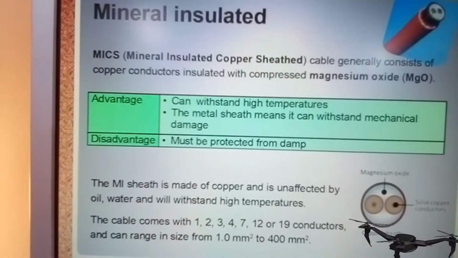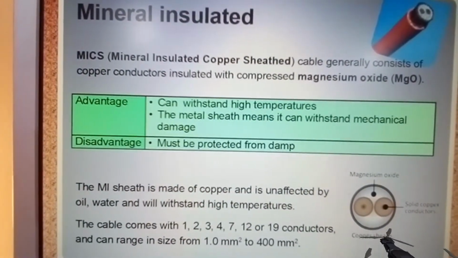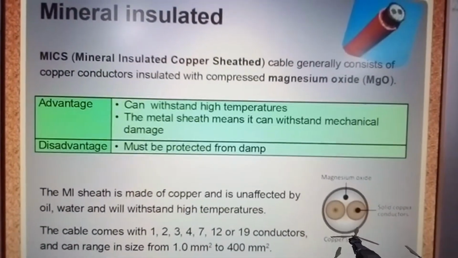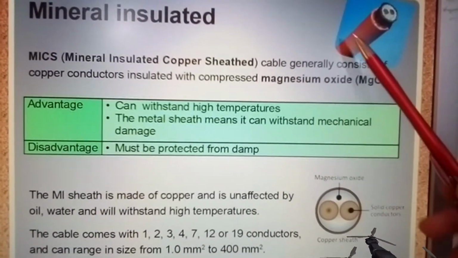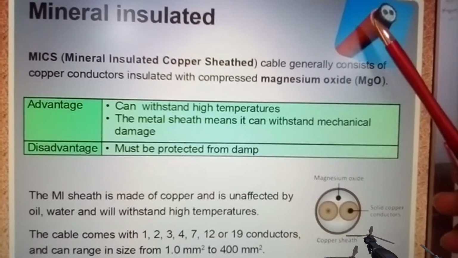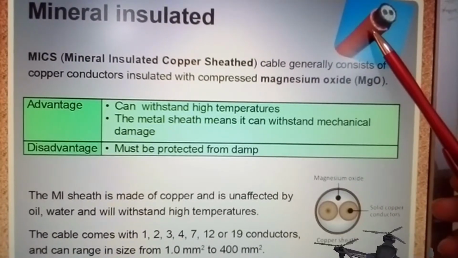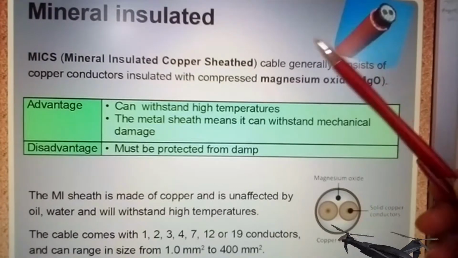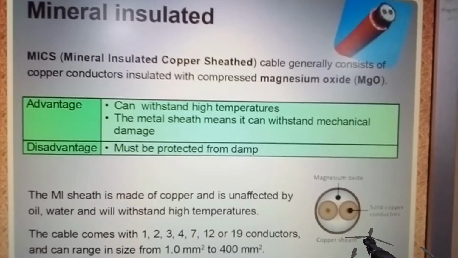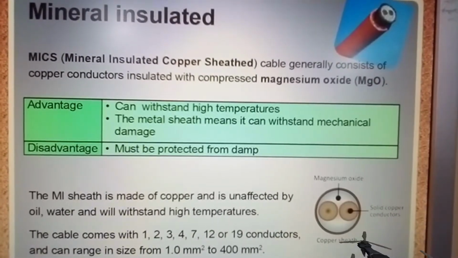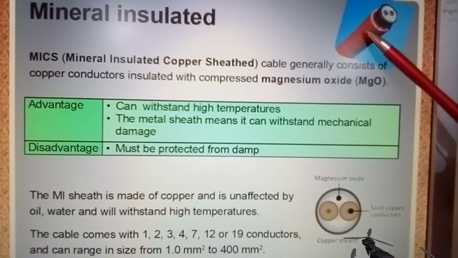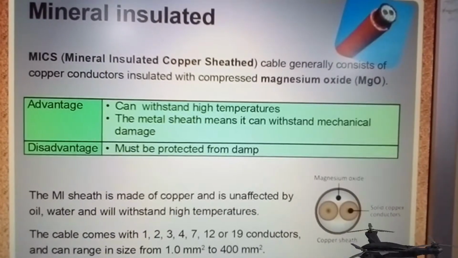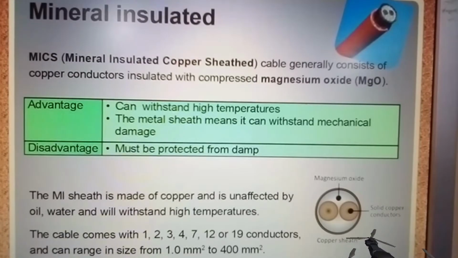Mineral insulated copper cable. Now this kind of cable is used for fire installations. This is very good for fire installations, and it's normally used for that purpose. It may also be used in certain situations where you may have hazardous areas, so be aware of that. This is very good for utilization in the appropriate hazardous area.